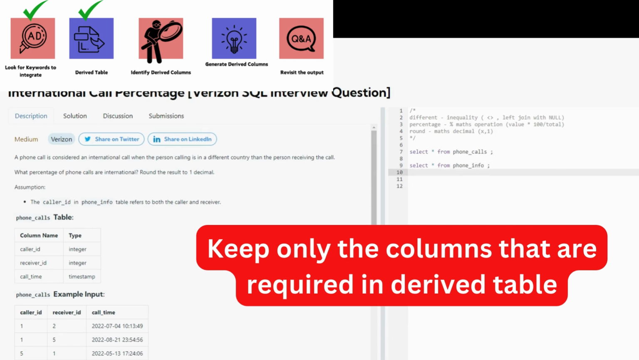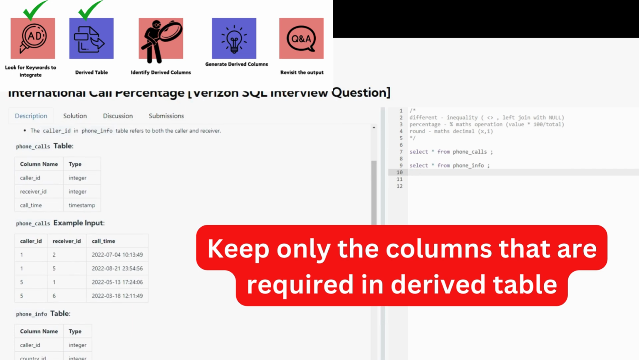And then as part of the next step, what we do, we write all the columns here. So select caller ID, receiver ID, and call type. Similarly, in the second table, we'll write all the columns here: caller ID, country ID, network, and phone number.